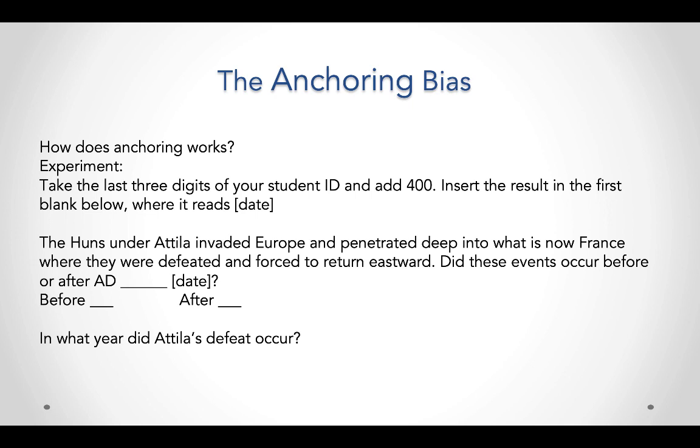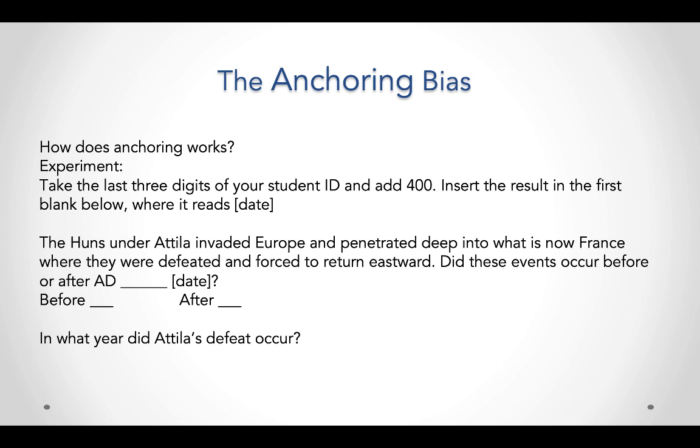So I'm going to read it. The Huns under Attila invaded Europe and penetrated deep into what is now France, where they were defeated and forced to return eastward. Did this event occur before or after AD, and put the date, the number that you just created before. So before or after, right? And then after that, try to answer: in what year did Attila's defeat occur?